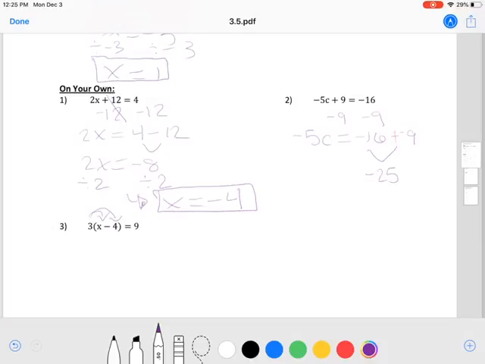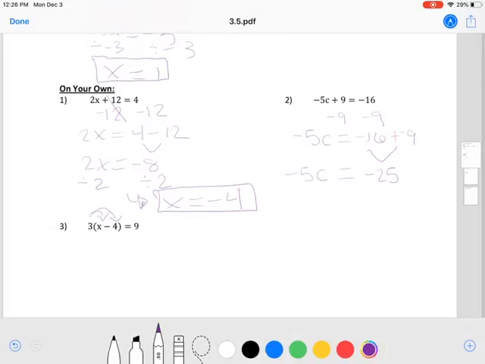So this basically is saying, one day I came and I borrowed $16 from you, and the next day I came back and I borrowed $9 more. How much total do I owe you? I owe you 25, and since I owe it to you, it's negative. So I'm just going to bring down everything else. So I have negative 5c equals negative 25.